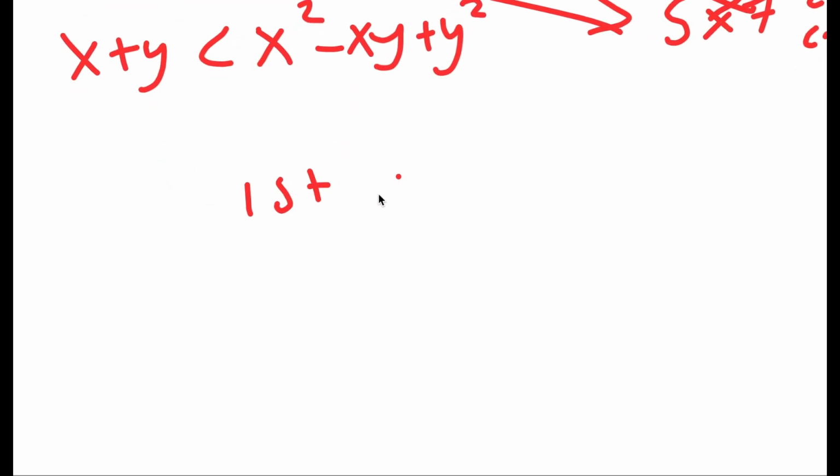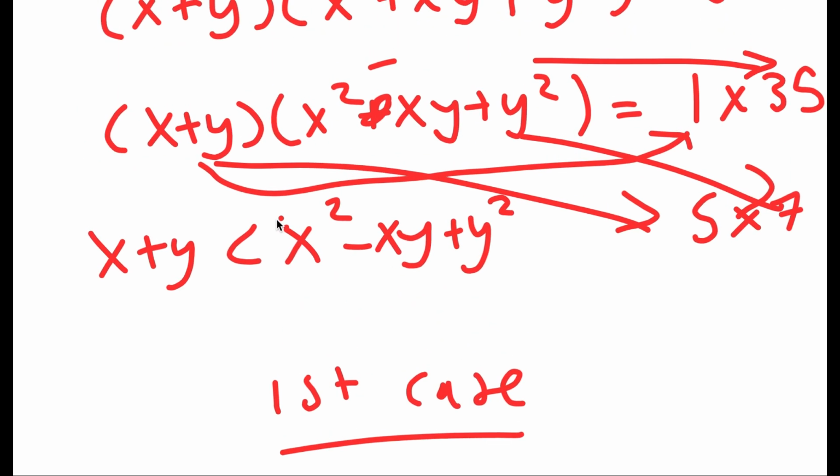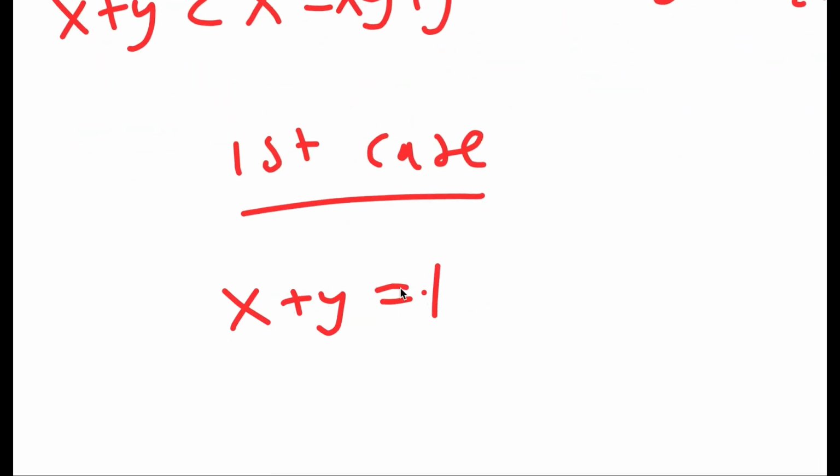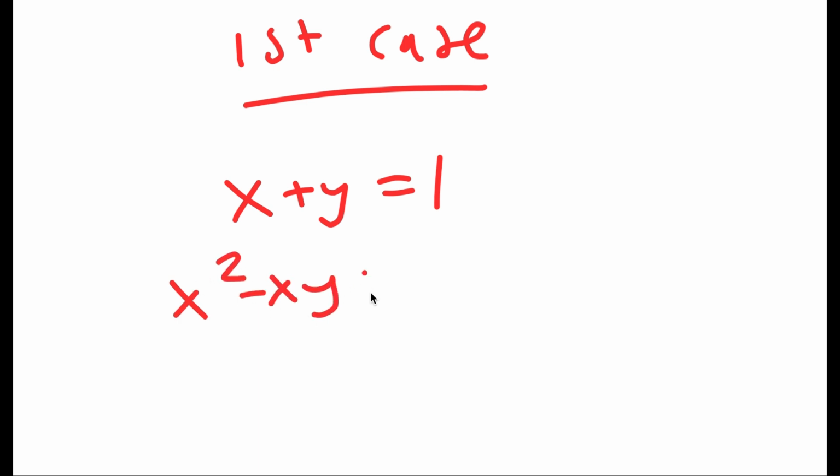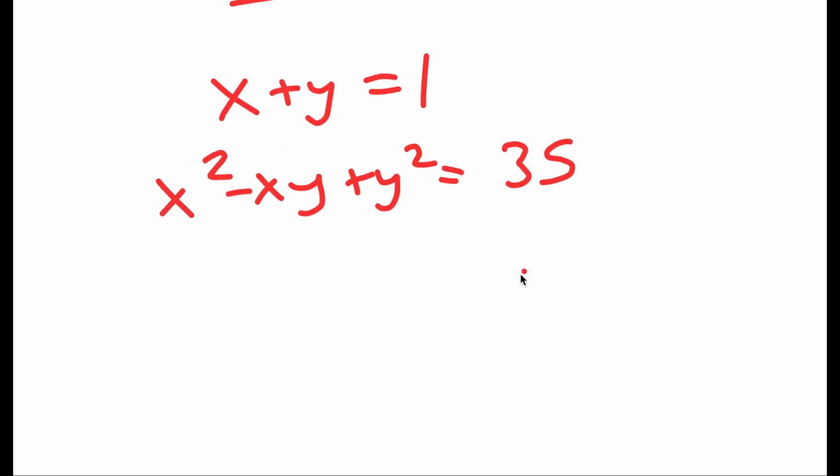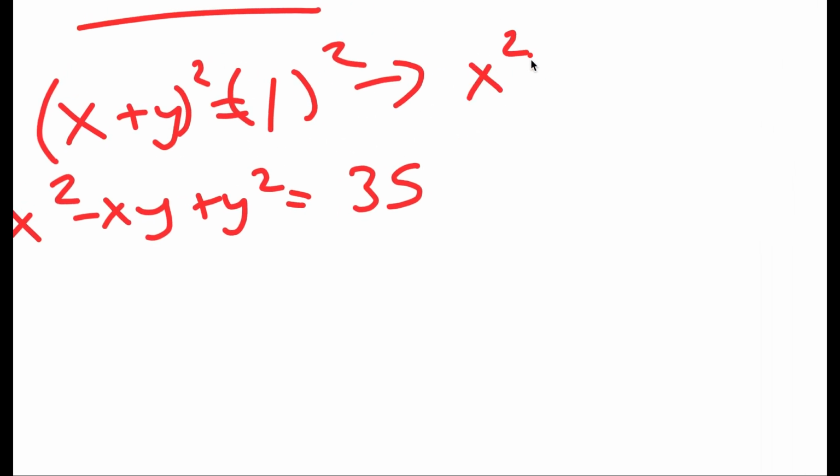So for our first case, x plus y is equal to 1, and x squared minus xy plus y squared is equal to 35. So this is basically a system of equations. And now to solve this, I'm going to square both sides here. And x plus y squared is equal to x squared plus 2xy plus y squared. So this turns into x squared plus 2xy plus y squared is equal to 1.